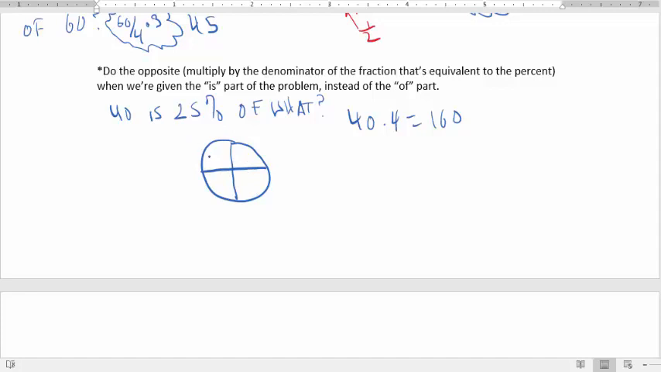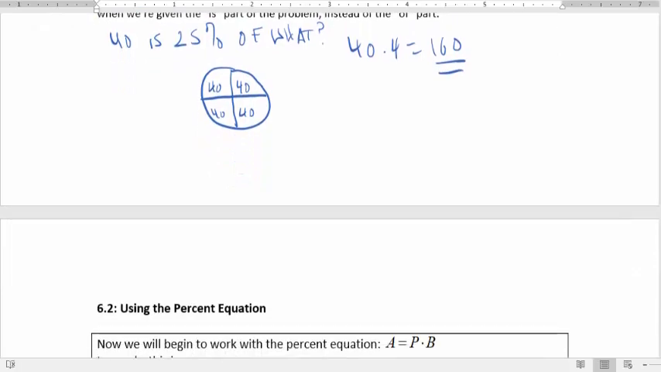The 40 is one of these quarters. So if you have a 40 in this quarter, that means you have a 40 in this quarter, and a 40 in this quarter, and a 40 in this quarter. So when you have four 40s, you get 160. So that's another way to do that with mental math.